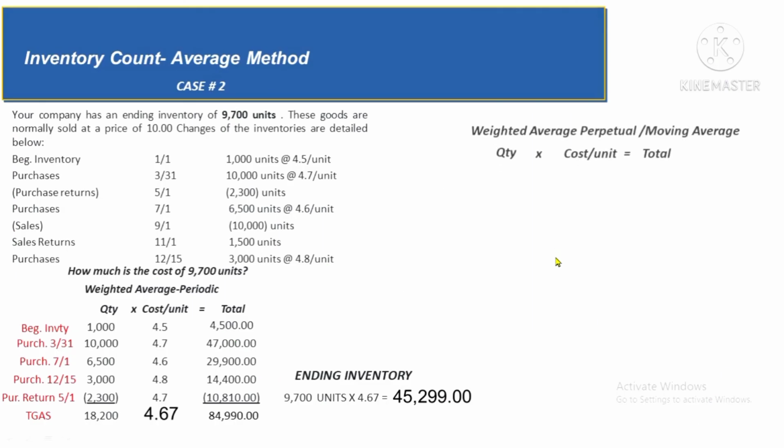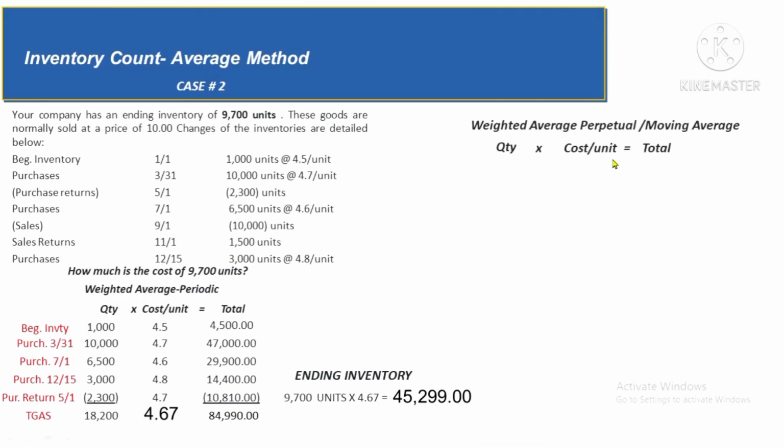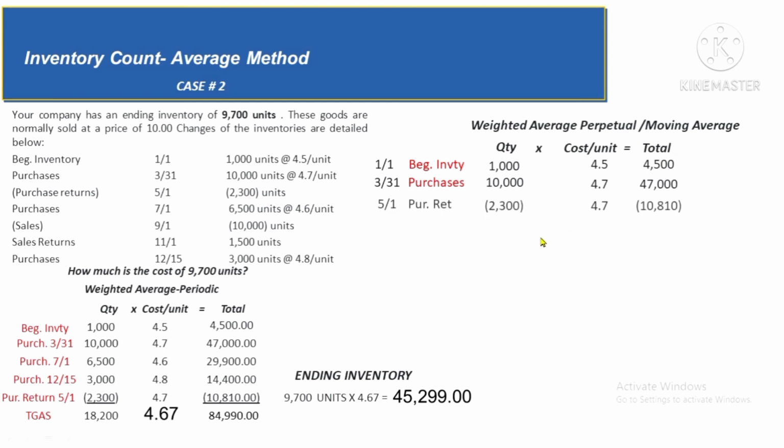How about the average perpetual or moving average method? Same with FIFO perpetual and LIFO perpetual, we are going to consider each of these transactions. So let's start with the beginning inventory at again 1,000 units at 4.5, and then next we have purchases on 3/31 of 10,000 at 4.7, followed by a purchase return of 2,300 at 4.7 per unit also. Again, this 4.7 is taken from the latest purchase, which is this one.